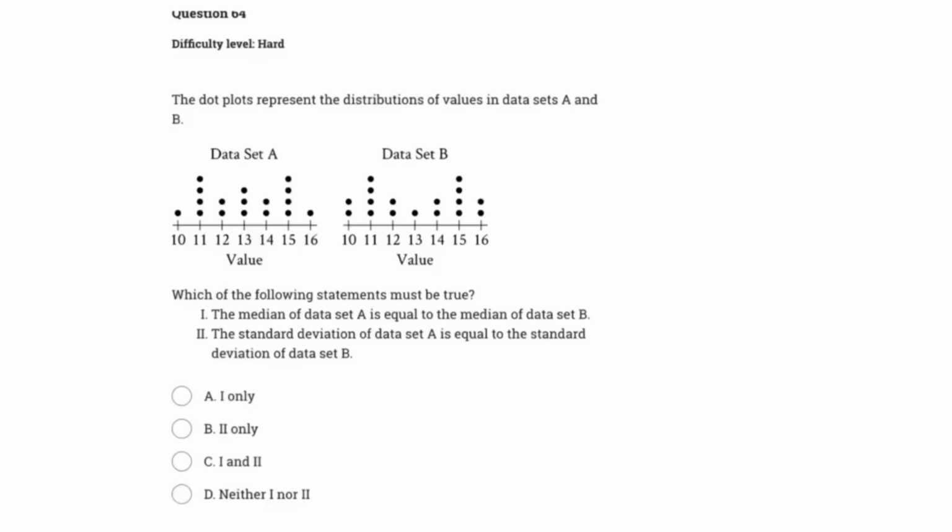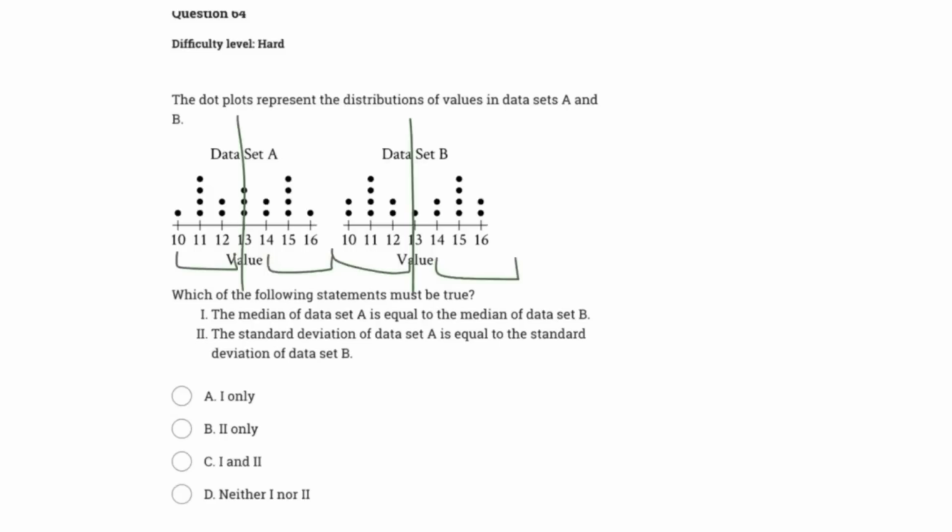Dot plots represent the distributions of values in dataset A and B. Which of the following statements must be true? So clause 1 says the median of dataset A is equal to the median of dataset B. And that's true because both distributions here you can see are symmetrical. If I were to draw a line down the middle, you have an equal number of points on both sides, right?